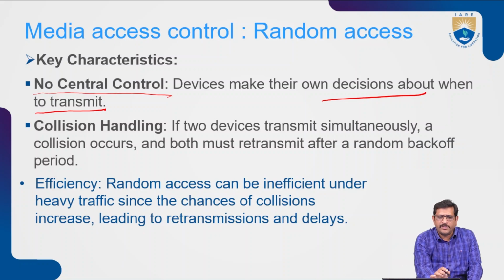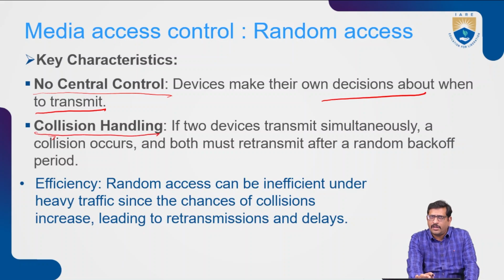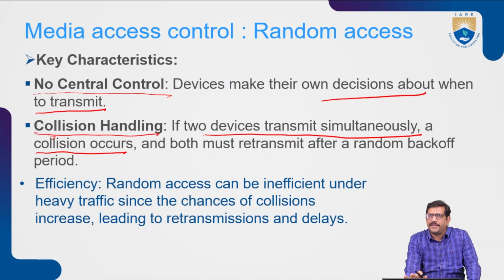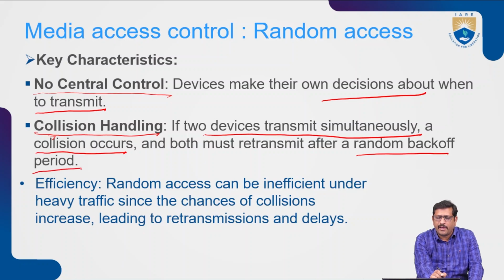Next, collision handling. If a large amount of data is allowed over the network, all the collisions can be handled. That means if two devices transmit simultaneously, a collision can occur whenever the two devices are simultaneously transmitting the data. In this situation collisions will occur, and both must retransmit after a random backoff period.